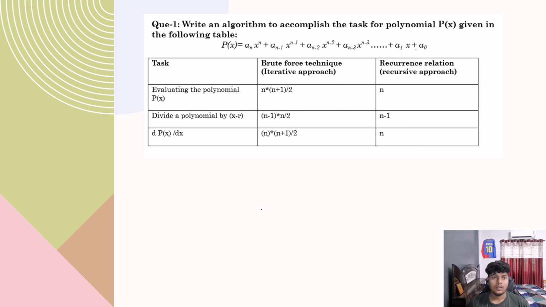Question number 1. Let's begin with question number 1. We are tasked with writing algorithms to perform three operations on a polynomial p(x) of degree n as given in the equation. The operations are evaluating the polynomial at point x, dividing the polynomial by (x - r), and computing its derivative. For each task, we need to compare two approaches: the brute force iterative method and the recursive relation method, as shown in the table.